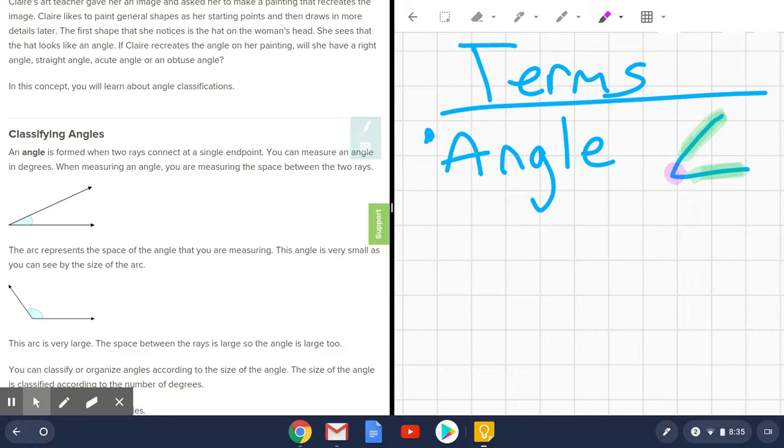So your definition on your piece of paper should be, an angle is formed when two rays connect at a single endpoint. We can measure an angle in degrees. When measuring an angle, we are measuring the space between two rays. So degrees, my friend, is our second term. Degrees are how we measure angles.